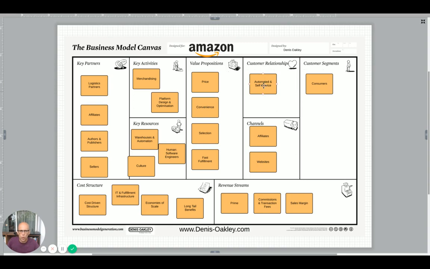So it's all automated and self-service. If you've ever tried to talk to a real person at Amazon, you'll know how difficult it is. You'll also notice how very, very rarely you ever need to.